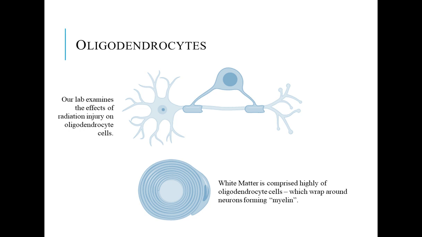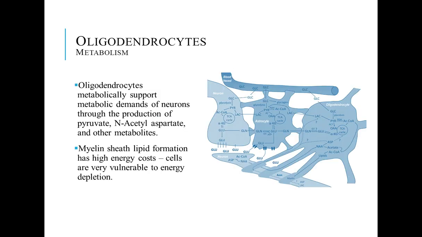Oligodendrocytes, as I noted, are also a metabolic support for neurons. They support a lot of the metabolic demands for neurons through production of things like pyruvate, N-acetyl aspartate, or NAA, and other small molecule metabolites. The myelin sheath itself, which again is just the membrane of the oligodendrocyte, which wraps around the neuron, is formed highly of lipids, and it also has a very high energy cost to make all of those lipids and wrap them around the neuron. So these cells themselves are very vulnerable to energy depletion.